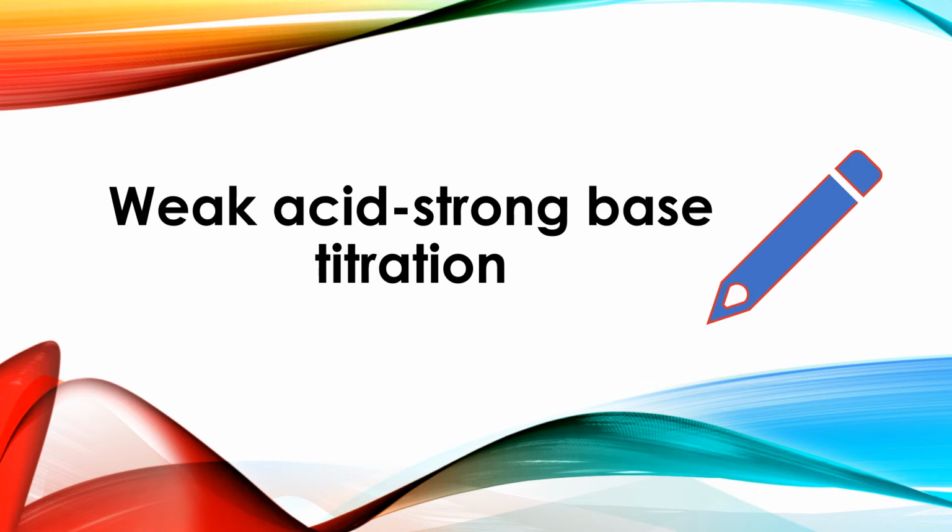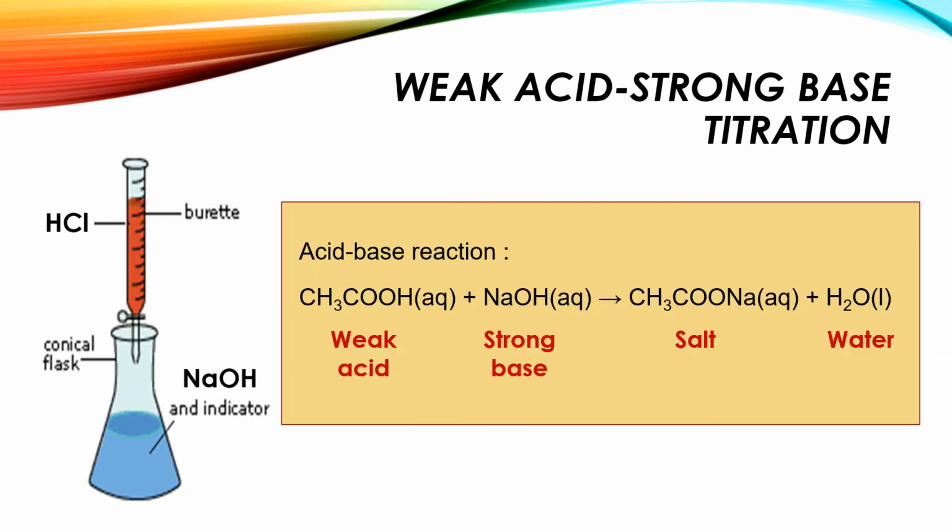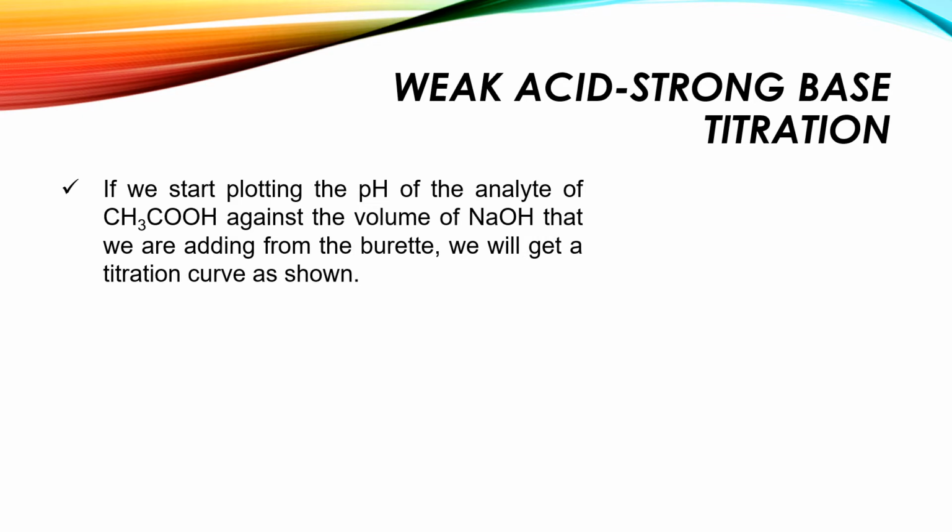Now, let's discuss the weak acid and strong base titrations. Let's take an example: the reaction between ethanoic acid and sodium hydroxide. Ethanoic acid reacts with sodium hydroxide to give sodium ethanoate salt and water. If we plot the pH of the analyte, ethanoic acid, against the volume of sodium hydroxide added from the burette, we will get a titration curve as shown.